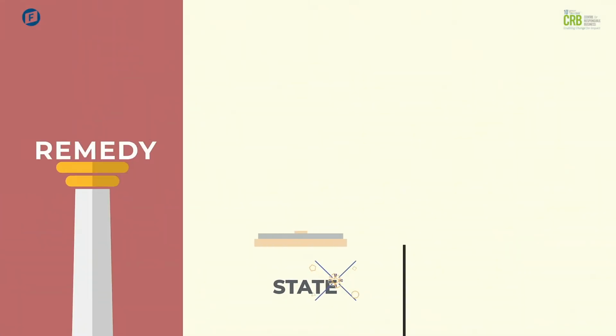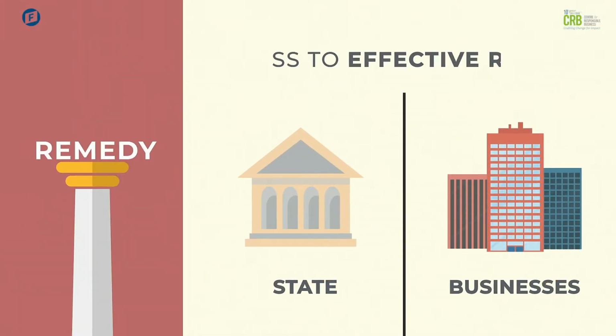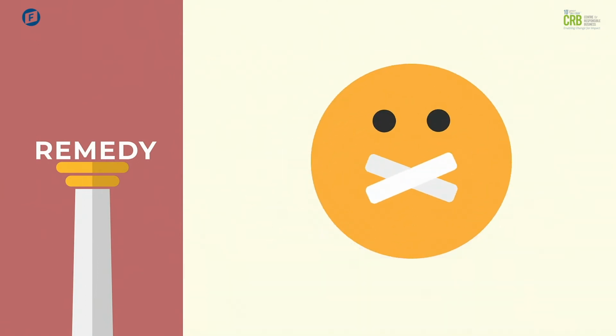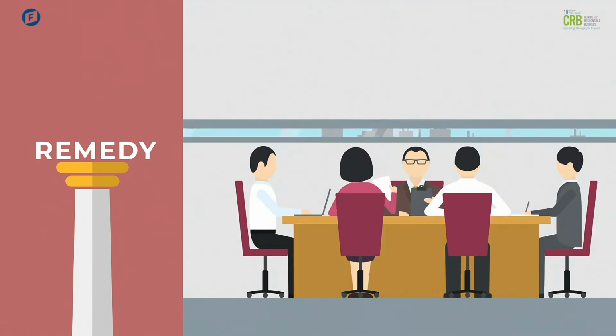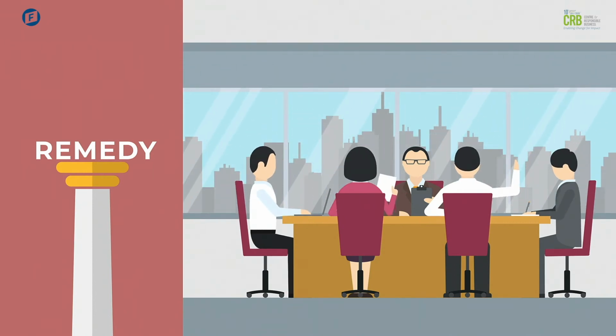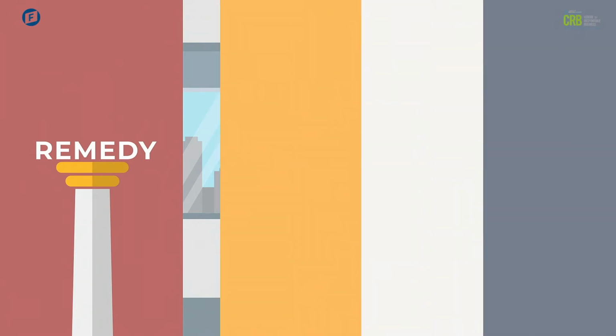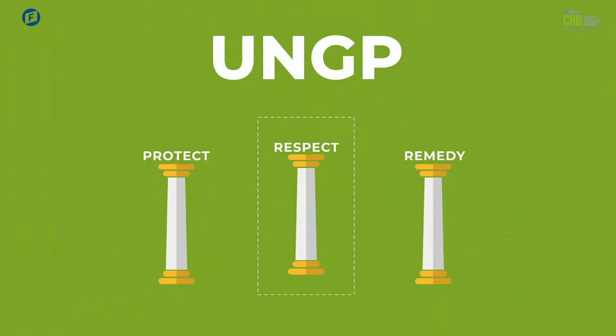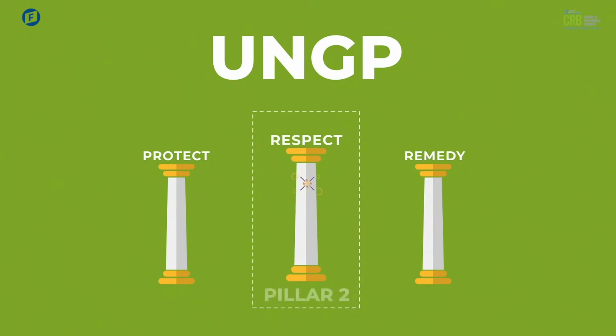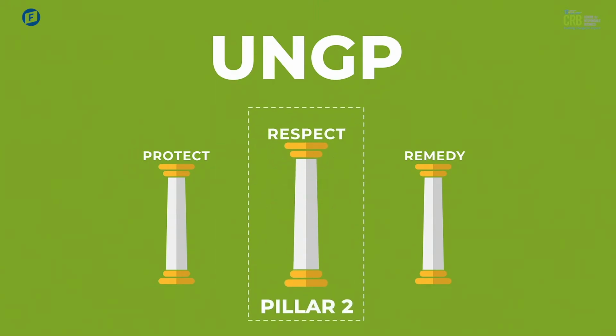Remedy. The state as well as the businesses should ensure access to effective remedy for anyone whose human rights are violated in any business operation. There have to be procedures in place through which the state can hear the grievances while the businesses can address them. For businesses, it's very important to understand Pillar 2 as it connects directly with them.